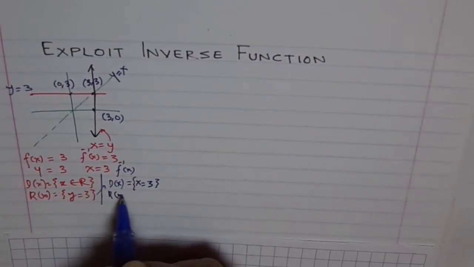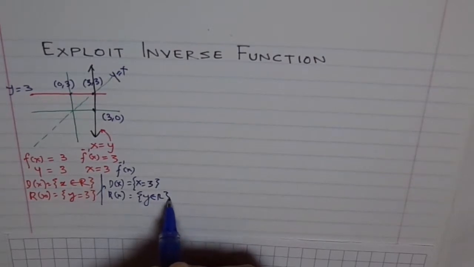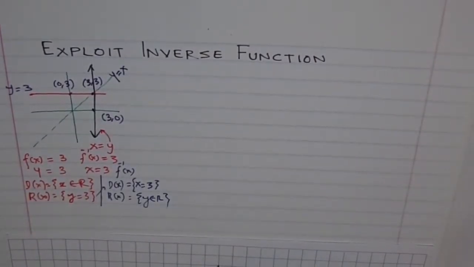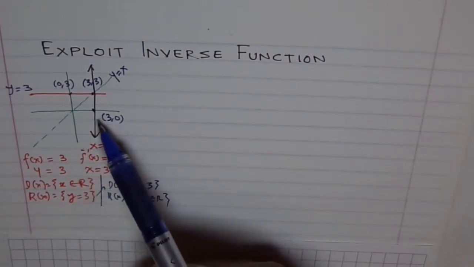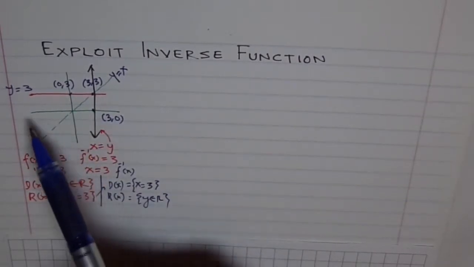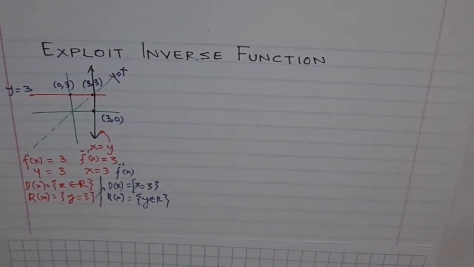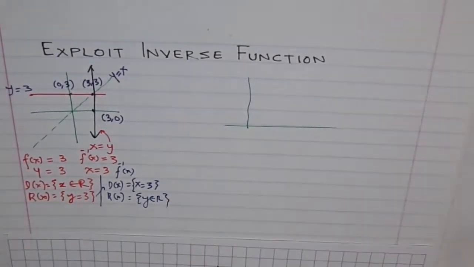And the range is y belongs to real numbers, all numbers along this line. Beautiful example. So here we understand how the points interchange, how the x-intercept changes to the y-intercept, and how domain and range change. Do you see that? Very simple. Now, many books give another example, which I'll give here for the time being.